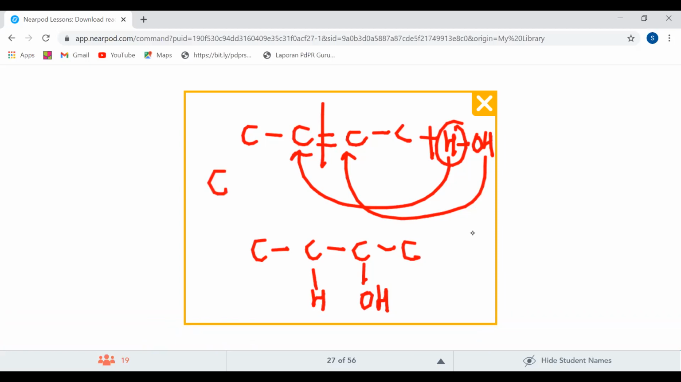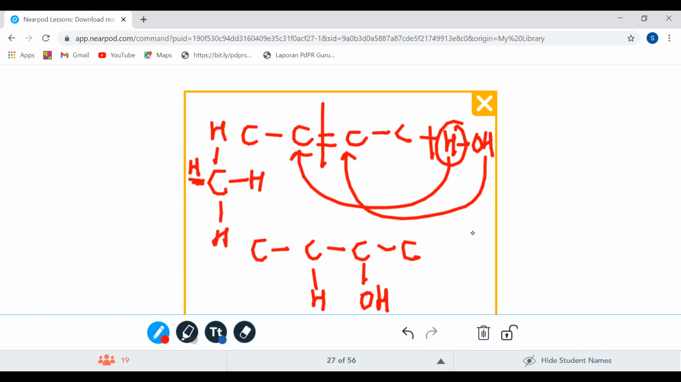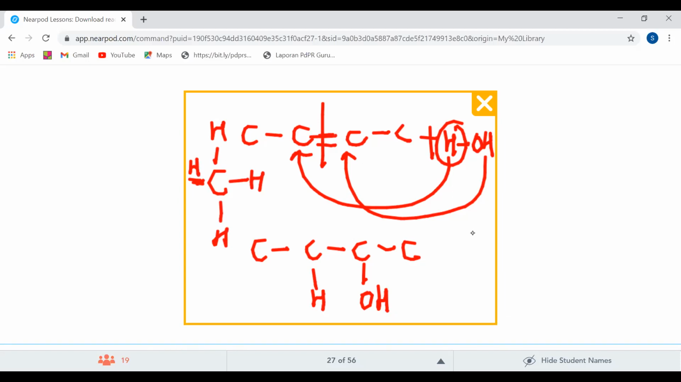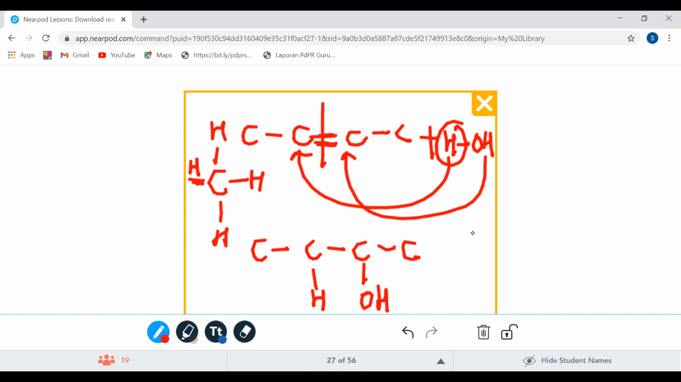A single bond, CH4, is a covalent bond. It's very stable. This is a covalent bond. A double bond is unstable. That's why anything that reacts with it, it will break.